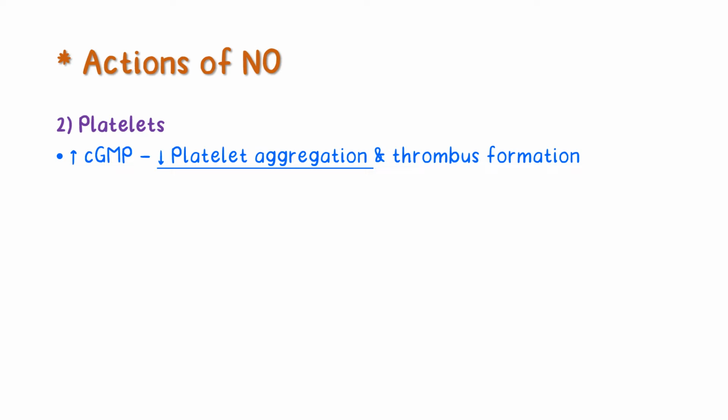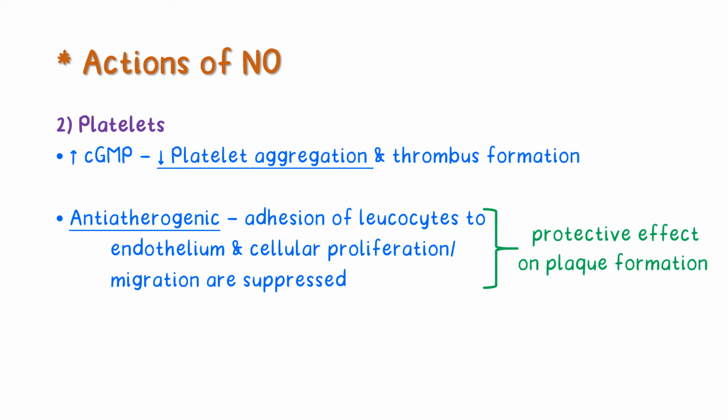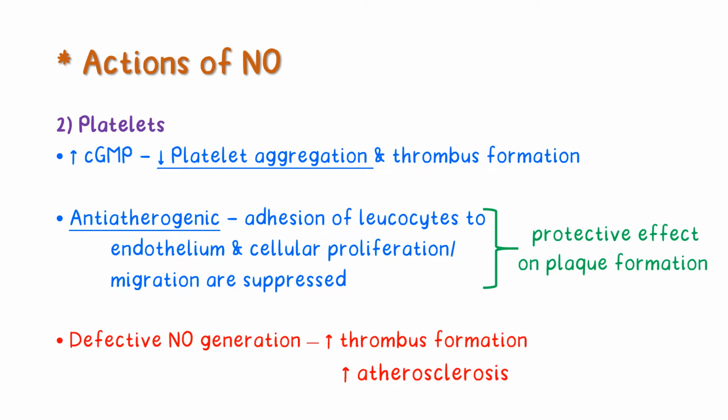Like in vascular smooth muscle, nitric oxide also increases cyclic GMP in platelets. This decreases platelet aggregation and thereby thrombus formation. Nitric oxide also has anti-atherogenic action by suppressing adhesion of leukocytes to the endothelium and cellular proliferation and migration. So nitric oxide has a protective effect on plaque formation. Hence, we can say that defective nitric oxide synthesis can cause increased thrombus formation and increased atherosclerosis.